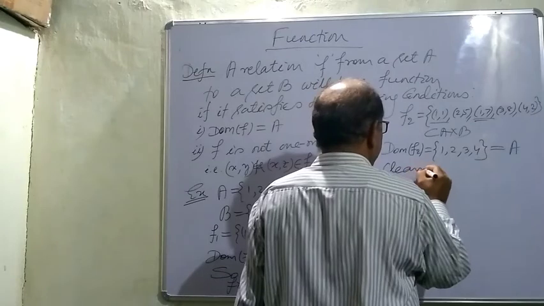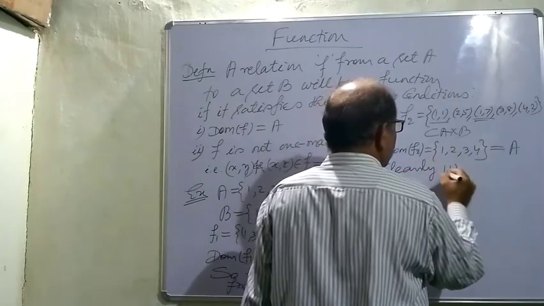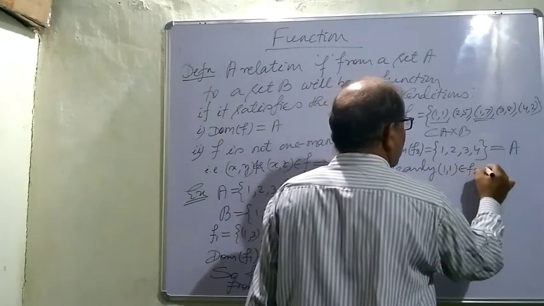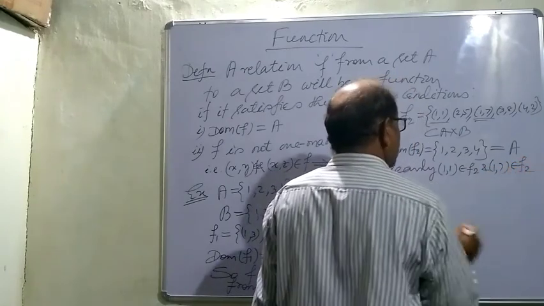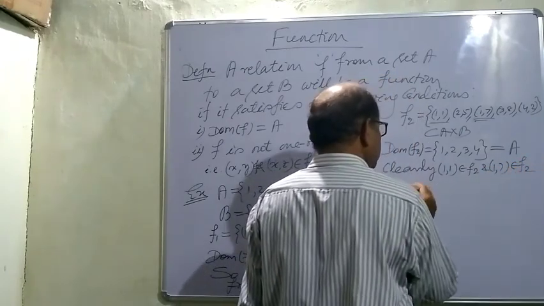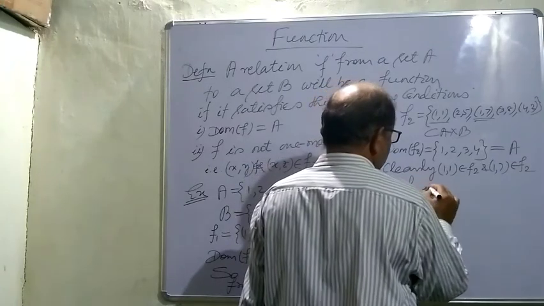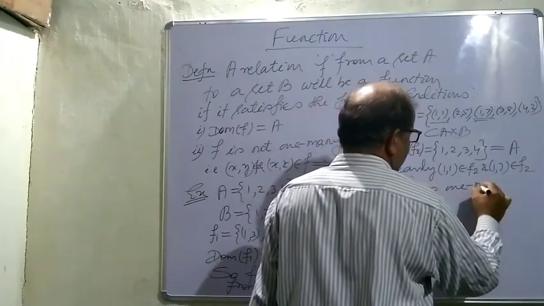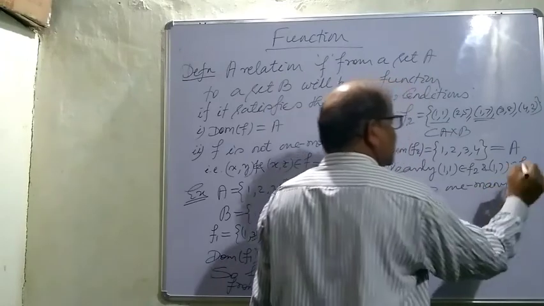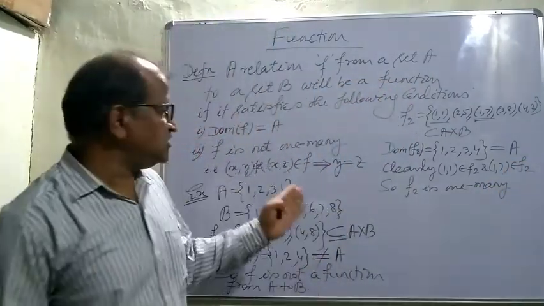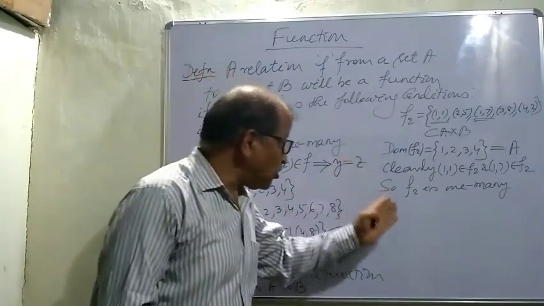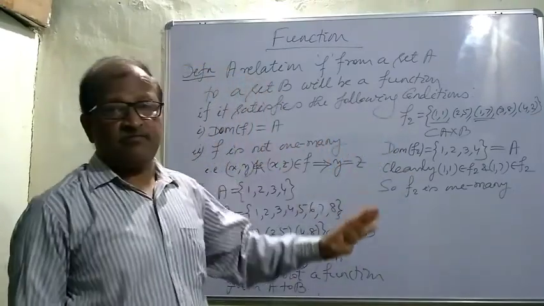Clearly, (1, 1) belongs to F2 and (1, 7) belongs to F2. So F2 is one-many. That means one element of A is related to more than one element of B.